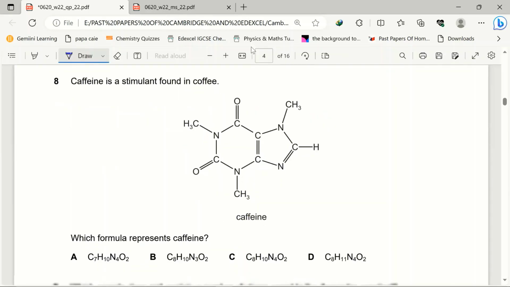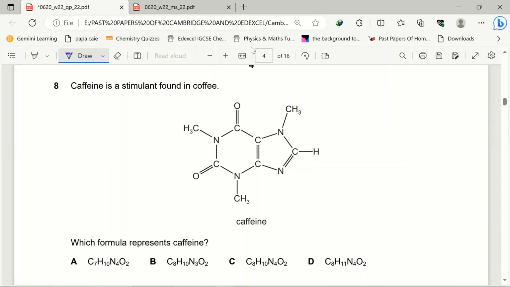You see, number 8 seems very complicated, but hopefully not. Caffeine is a stimulant found in coffee. So it's the caffeine we drink. Which formula represents caffeine? It's basically you need to count the number of atoms for each different element, and you need to give accordingly.